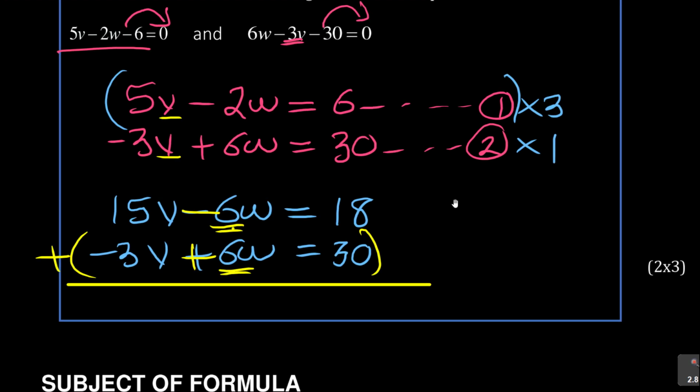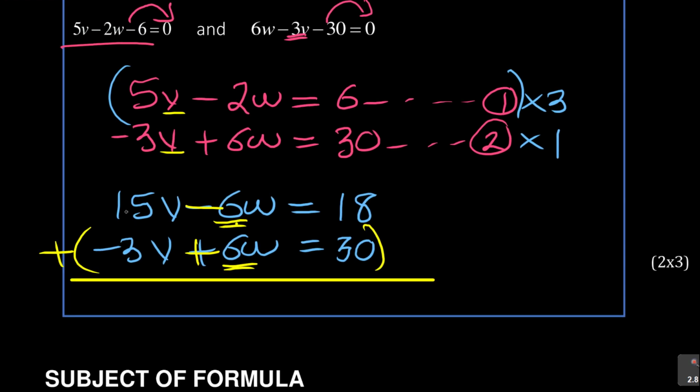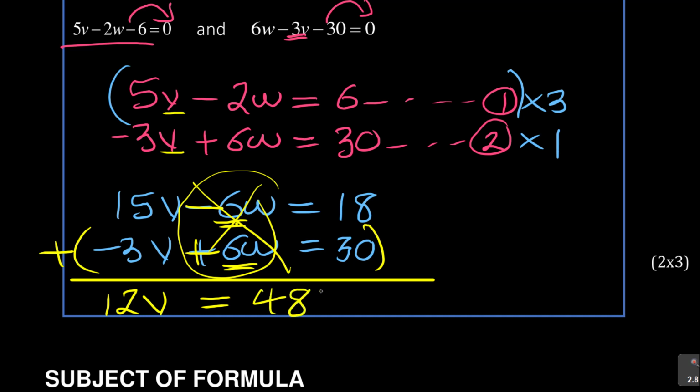Again, when I'm adding everything, it will be 15 plus minus 3, which I think will give me positive actually. It will give me 12v. I'm adding. This will give me a 0, guys. It's gone. Is equal to 18 plus 30. It gives me 48. See? Then 12v. How do I find v?